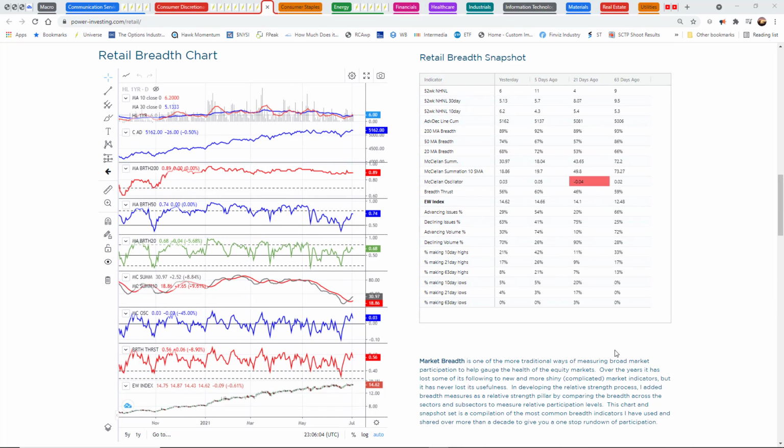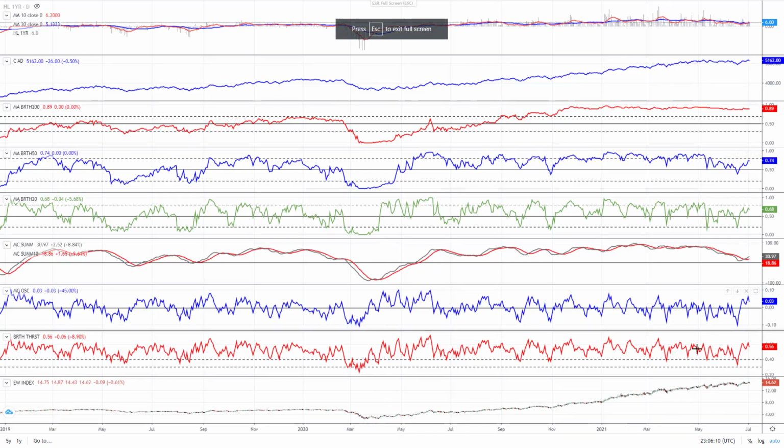Now, when we go over and take a look at the breadth compilation chart itself, let's expand it so we can see it closer. And we can see here this has a lot of different breadth values in it, so let's start at the top and work our way down.